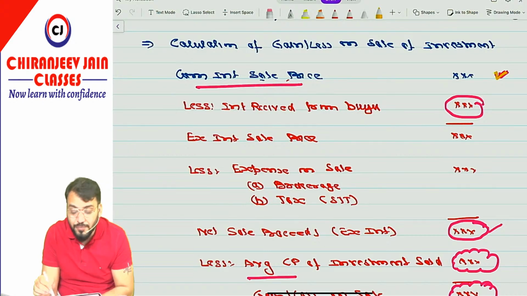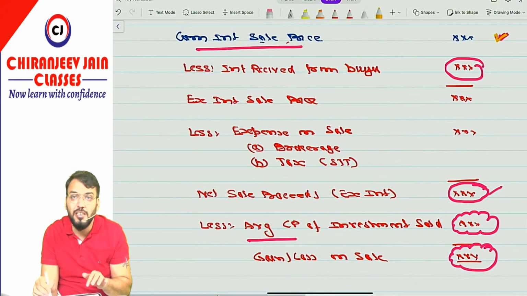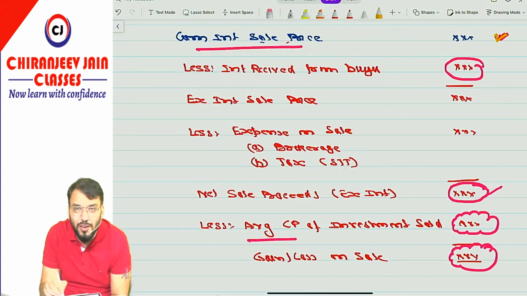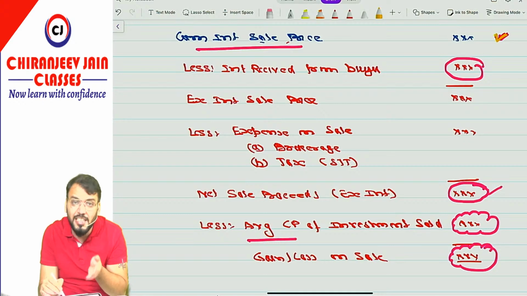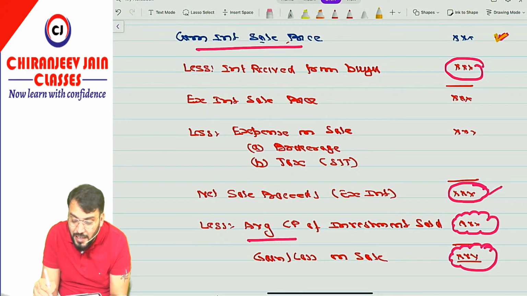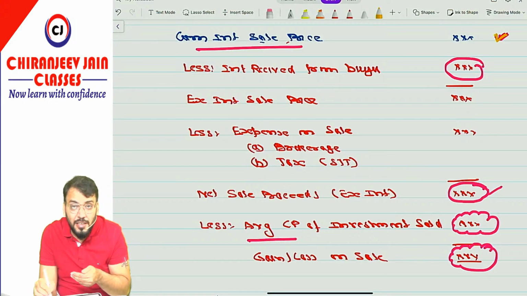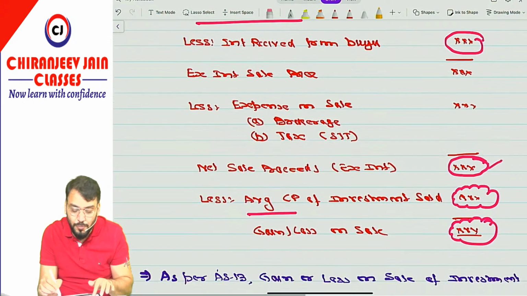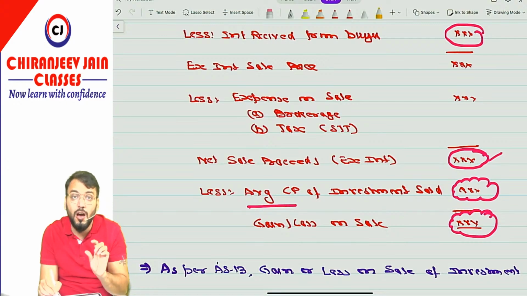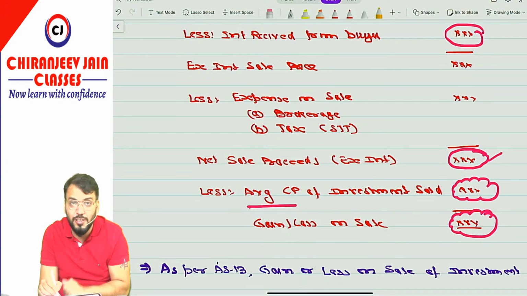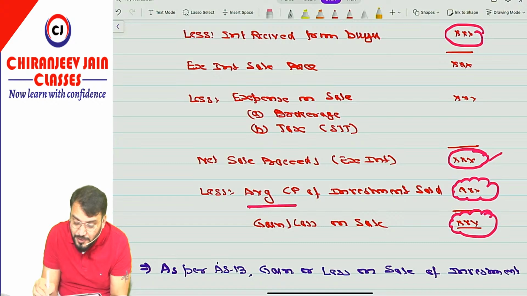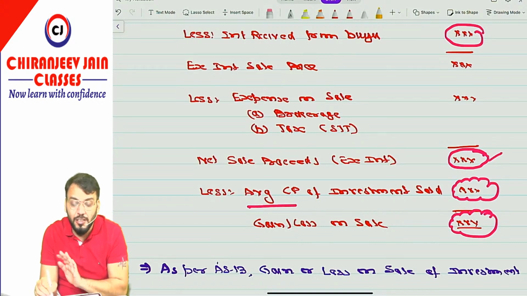From this we will deduct all the expenses on sale. Expenses on sale means brokerage, tax, etc. Whatever expenses are incurred to make such sale will be deducted. So that will become net sale proceed. From the net sale proceed, if you deduct average cost price of investment sold, that will become gain or loss on sale. How to find out that average cost price? That also we will discuss. So this is the format to calculate gain or loss on sale of investment.